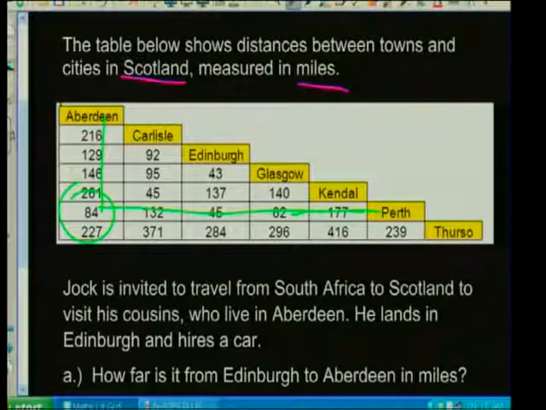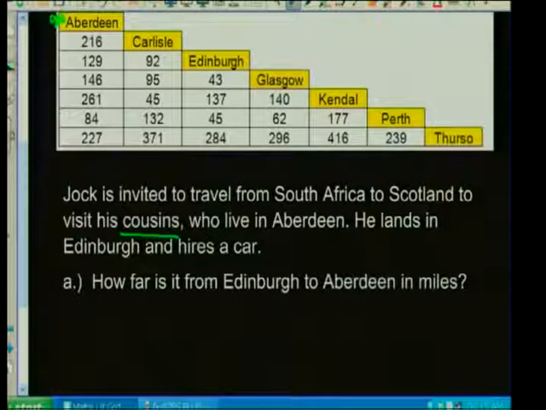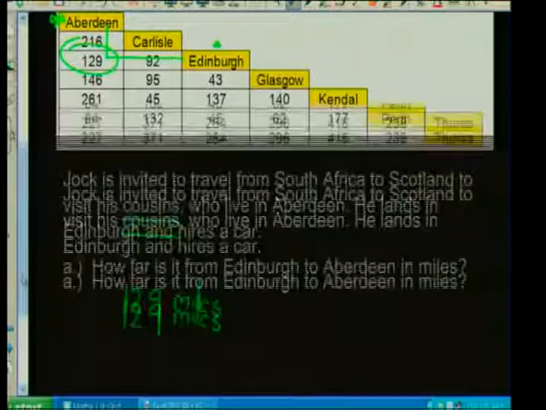So now that we understand how this table works, let's see if we can answer the question. Jock is invited to travel from South Africa to Scotland to visit his cousins who live in Aberdeen. They live in Aberdeen, I'm going to mark that. He lands in Edinburgh and hires a car. How far is it from Edinburgh to Aberdeen in miles? We go across from Edinburgh, down Aberdeen, and we read this value, and we see that it is 129. And remember, we're dealing in miles, so always need a reference.